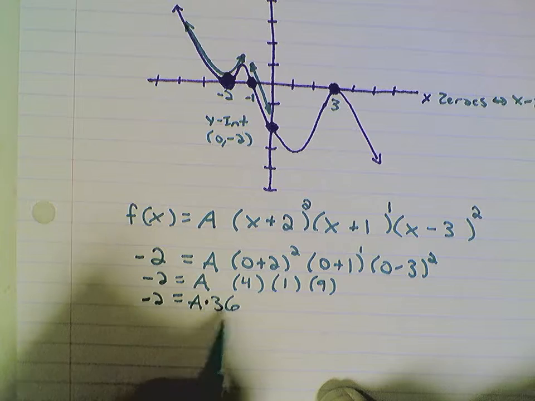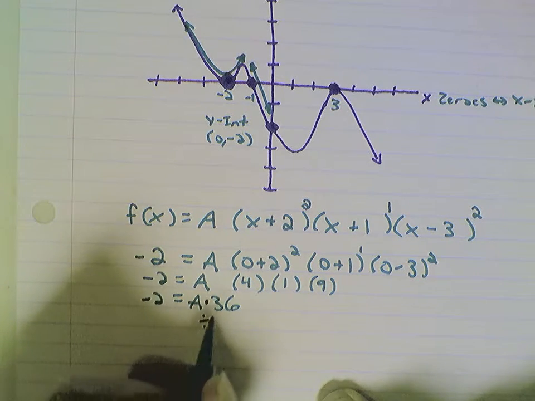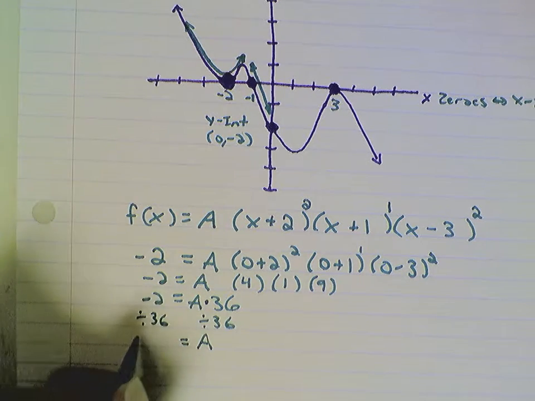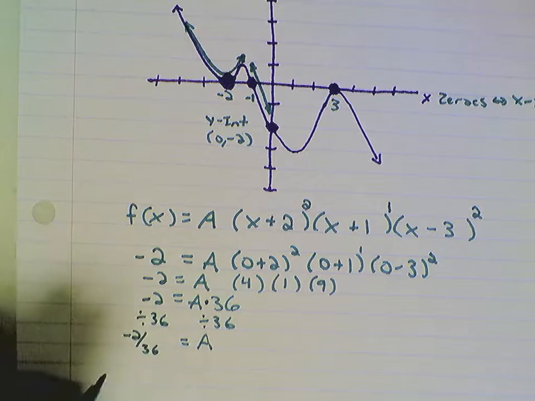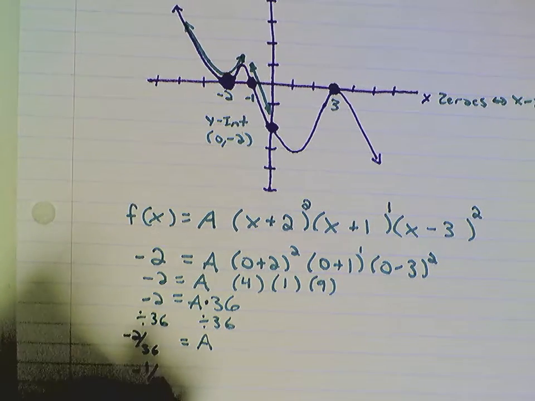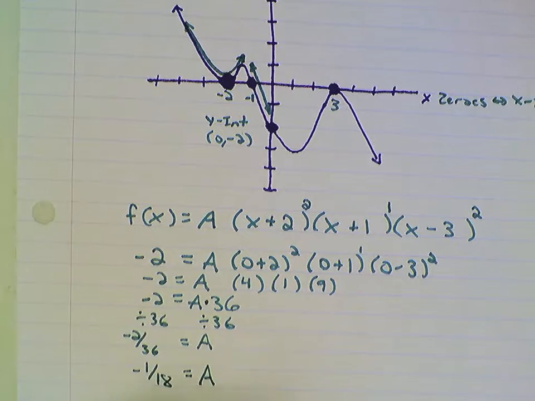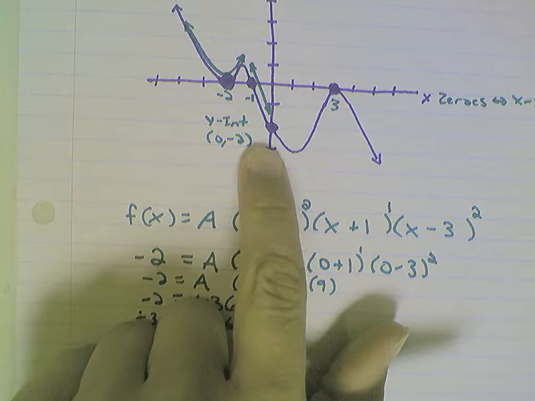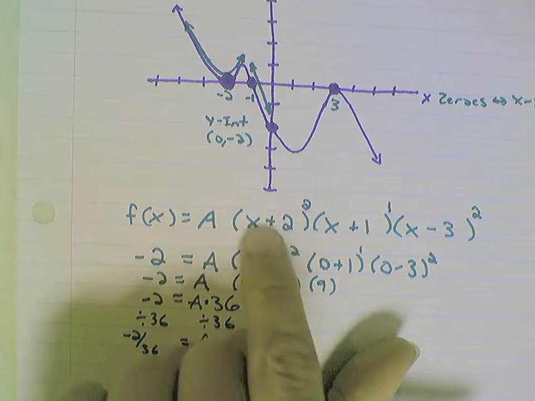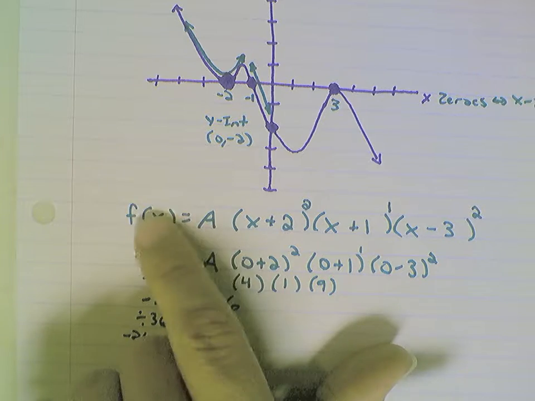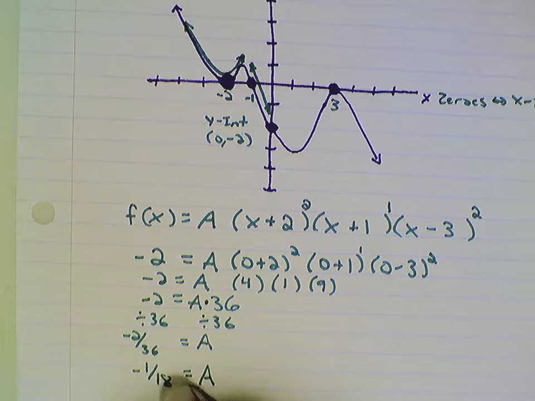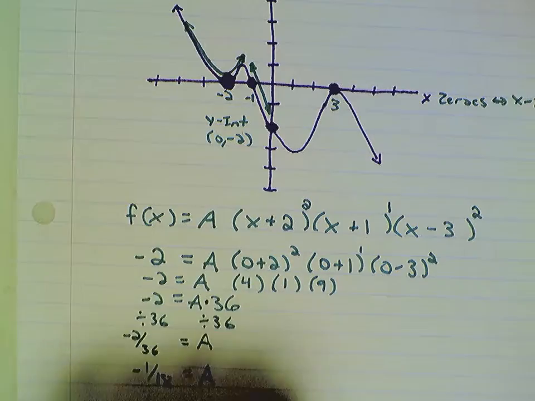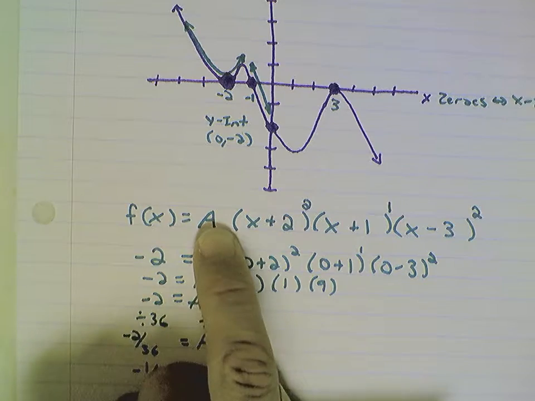So to get rid of the 36 and solve for a, I have to divide by 36. So I get a equals negative 2 divided by 36, which can be simplified as negative 1 over 18 equals a. So once again, I found this a by plugging in my y-intercept coordinates, 0 for my x, negative 2 for the function value, solving for a, and I got negative 1 over 18. So if I want to finish writing this function, all I have to do is plug the a I found back into the original function.